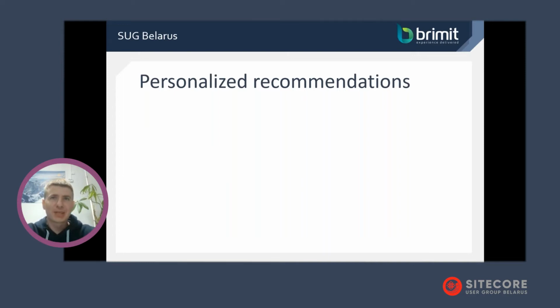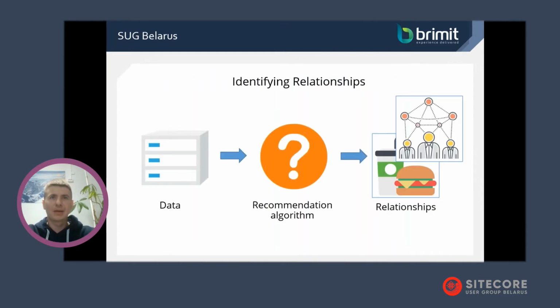And the last group of recommendations is personalized recommendations. It is the most interesting group and the most complicated in implementation, because almost all types of personalized recommendations have a machine learning background or some complex statistical calculations. The main goal of all personalized recommendation algorithms is to extract information from data about what kind of relationships might exist between users and products.